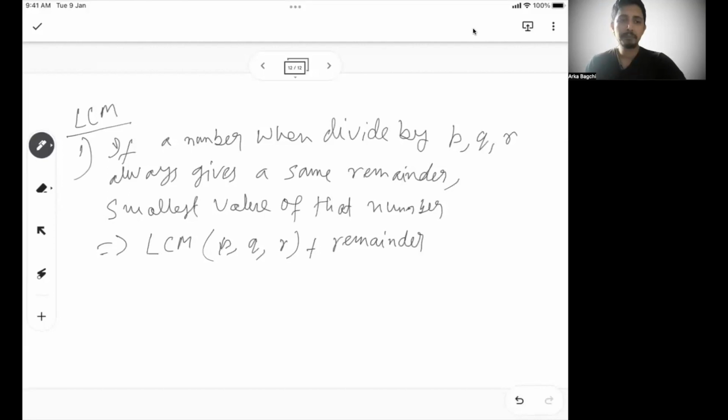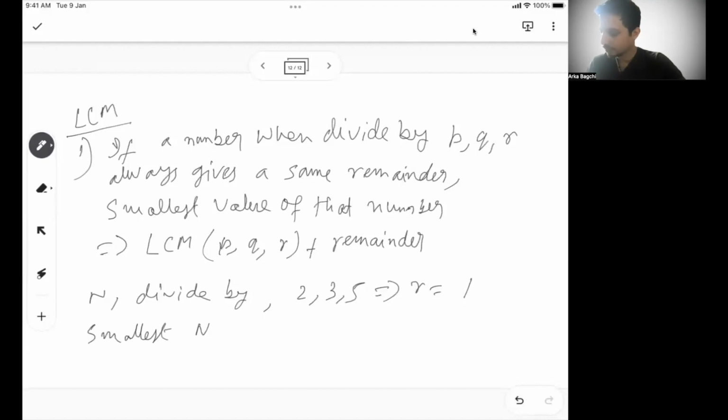So let's say, for example, a number n when divided by, say, 2, 3, 5 always gives a remainder of 1. When n is divided by 2, remainder of 1, n divided by 3, remainder of 1, n divided by 5, remainder of 1, then the smallest possible value of n is LCM of 2, 3, 5 plus 1. This is 30, the LCM, plus 1. 31 is the smallest possible value.